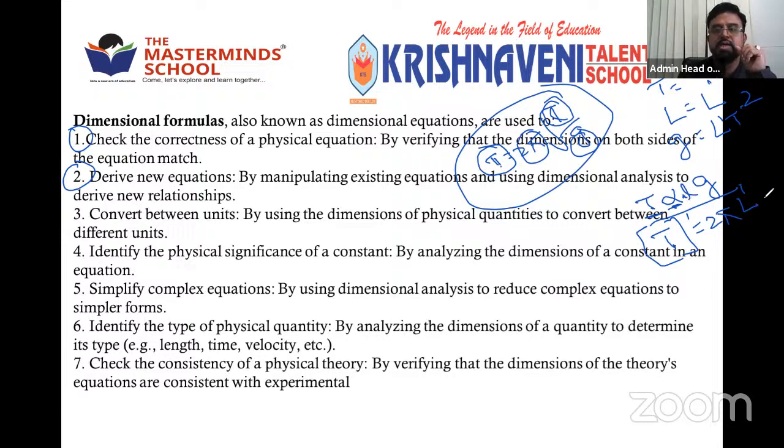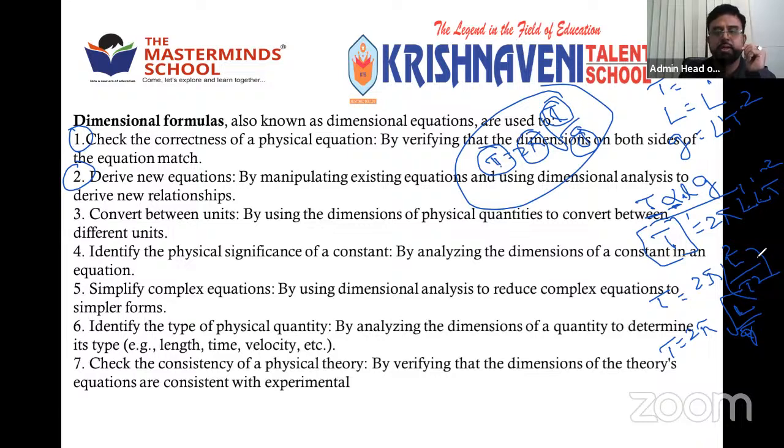L1, and in place of G, L1 T minus 2. So what can you write? T is equal to 2 pi, L into L, L square. Take T minus 2 to the denominator, it becomes T square, L square by T square. So T is equal to 2 pi, L square by... sorry, L by G. Sorry, not T square, G. So we can get the formula like that directly.